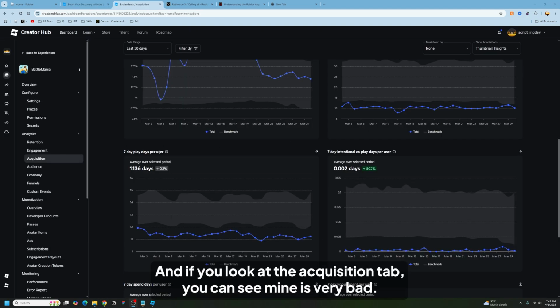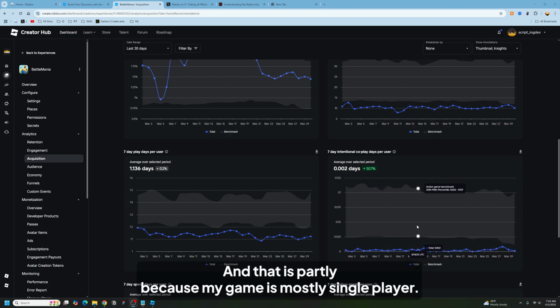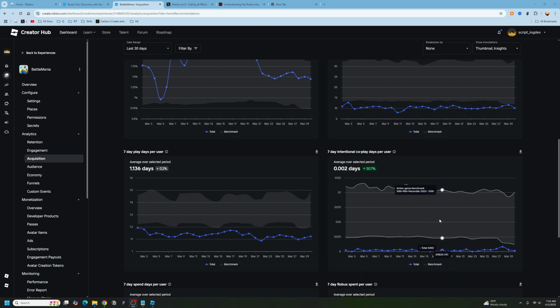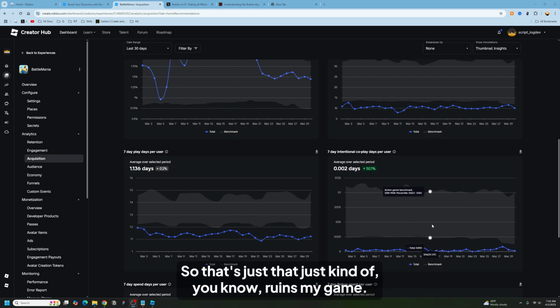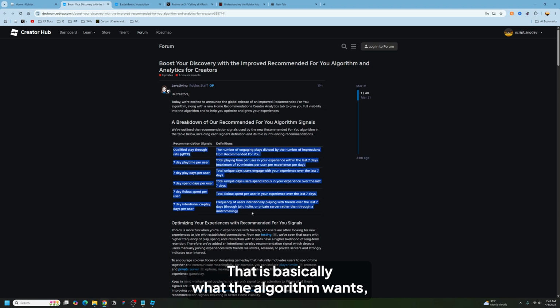And if you look at the acquisition tab, you can see mine is very bad. This means that people aren't inviting their friends to play the game. And that is partly because my game is mostly single player. My game is fun without friends. So that just kind of ruins my game. But there you have it. That is basically what the algorithm wants.